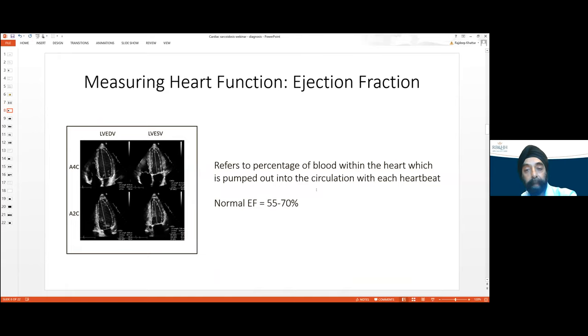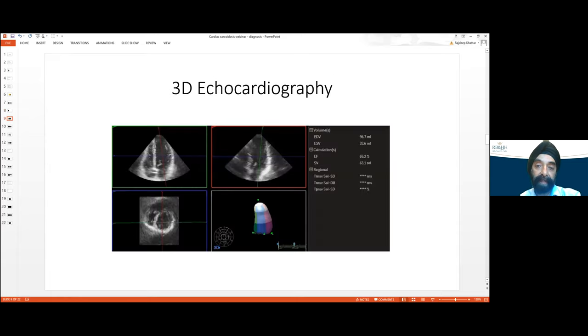As I say, the heart is essentially a pump, and what we want to do is to assess how well the heart is contracting. And in order to do that, we derive this particular parameter known as the ejection fraction. Many of you may be aware of it, but it essentially refers to the percentage of blood that's pumped out of the main heart chamber with each beat. So if you have 100 mils of blood in the chamber, a normal heart can pump out 50 to 70% of its volume. So 55 to 70 mils are ejected out, the remainder stays in, and then it refills again. So normal ejection fraction is 55 to 70%.